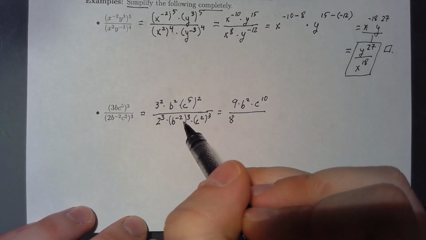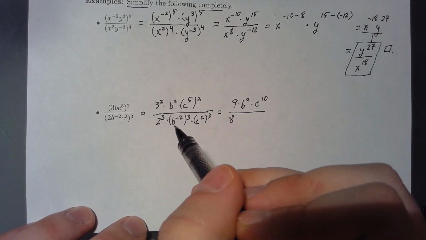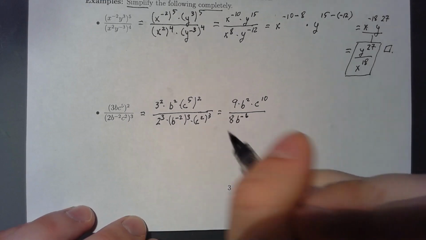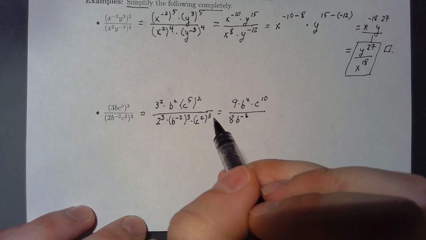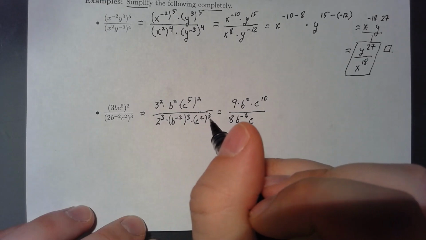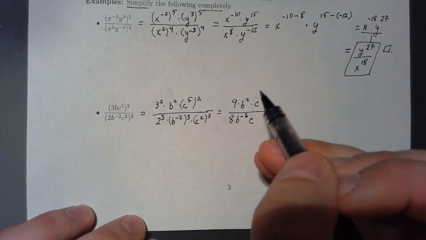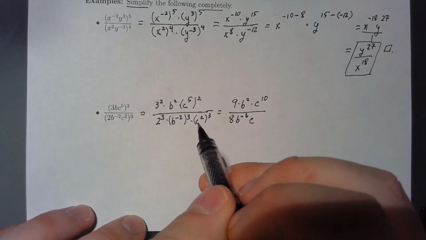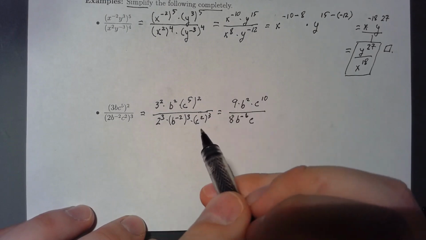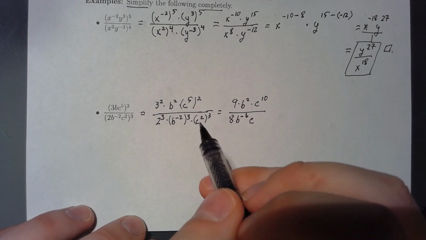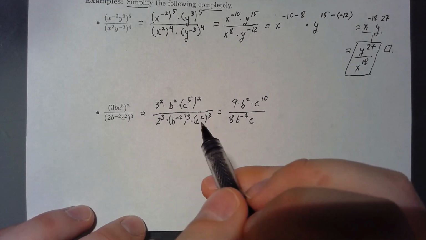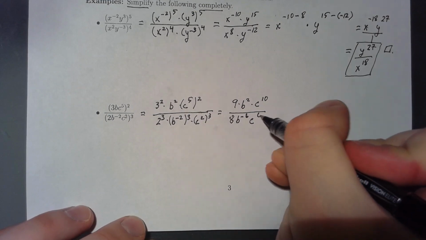B to the negative 2nd to the 3rd. That's going to be b to the product of these two. That's going to be b to the negative 6th. C squared to the 3rd. That will not be c to the 5th. Don't add these. This is a power to a power. Multiply them. The only time you add exponents is when you're multiplying the same bases together. This is a power to a power. This is c squared to the 3rd, so that's going to be c to the 6th power.